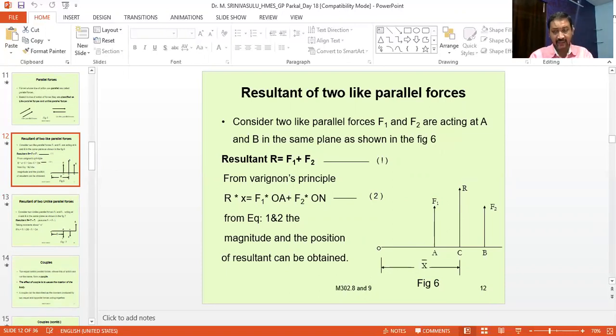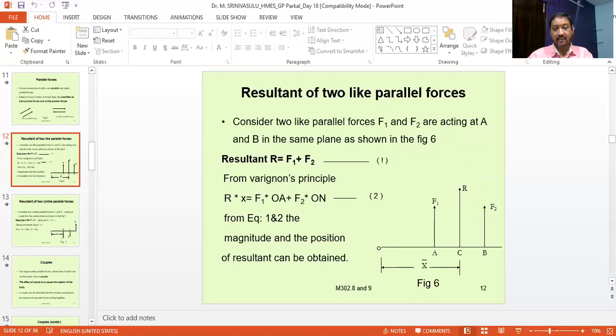In that case, the resultant will be found by simply adding the forces, because all the forces act in the same direction. So the resultant R is equal to F1 plus F2 plus F3 plus F4 plus F5 and so on, depending on the number of forces. In the present case we have taken only two forces, so R is equal to F1 plus F2, and the position at which R is acting is also very important.